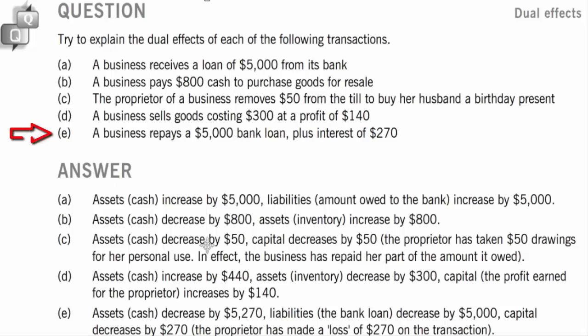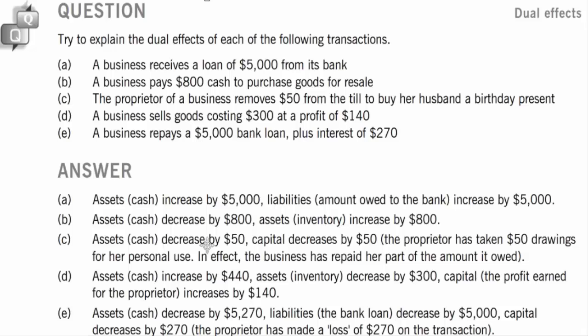Transaction E. The business repays a $5,000 bank loan plus interest of $270. In this final transaction, the business is paying back the bank loan in full plus an additional $270 in interest. This affects cash, liabilities, and capital. Here's the breakdown. 1. Assets, cash, decrease by $5,270 because this is the total amount being paid out: $5,000 for the loan plus $270 for interest.